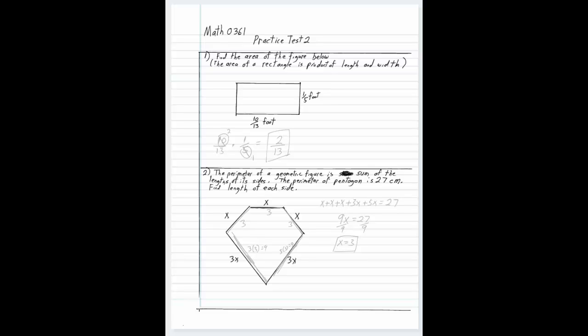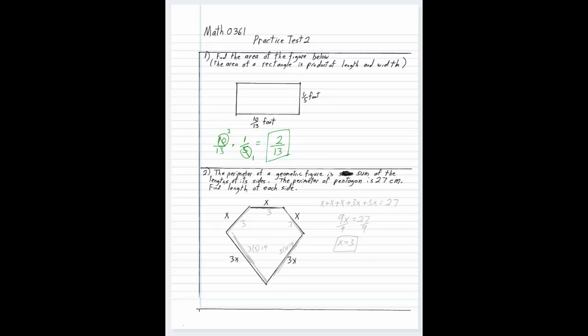For question number 1, we would like to find the area of the figure below. It's a rectangle. For a rectangle, the area is length times width. So we just have to multiply these two numbers: 10 over 13 times 1 over 5. Notice this 10 and this 5 may cancel off to 2 and 1. When you multiply, you get 2 times 1, which is 2, and 13 times 1, which is 13. So your answer is 2 out of 13.